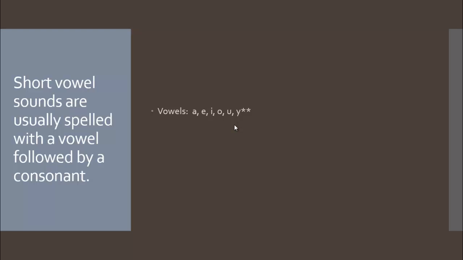Just as a reminder, in case you don't remember, your vowels are A, E, I, O, U, and sometimes Y, depending upon how it's used in the word. And your consonants are all the rest of the letters: B, C, D, F, G, H, J, K, L, M, N, P, Q, R, S, T, V, W, X, sometimes Y if it's not used as a vowel, and Z. So just as a reminder to you, when we're talking about vowels and consonants, that's how they're broken down.